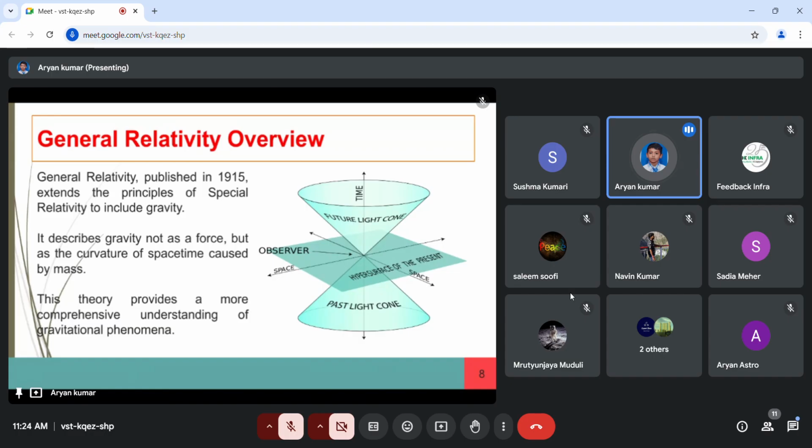Time passes slower near objects due to their stronger gravitational field. Gravitational redshift: light is shifted towards the red end of the spectrum as it escapes from a region with strong gravity. Gravitational waves and black holes. Experimental evidence is the bending of light. The bending of light around massive objects such as stars and black holes confirms the curvature of space-time.